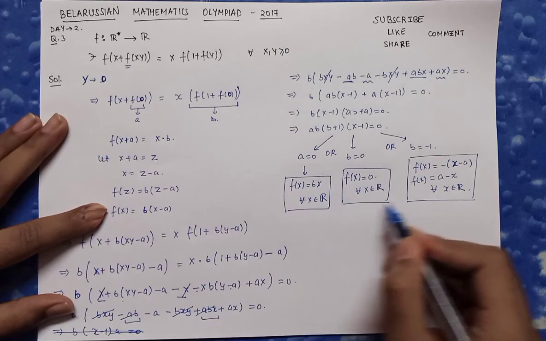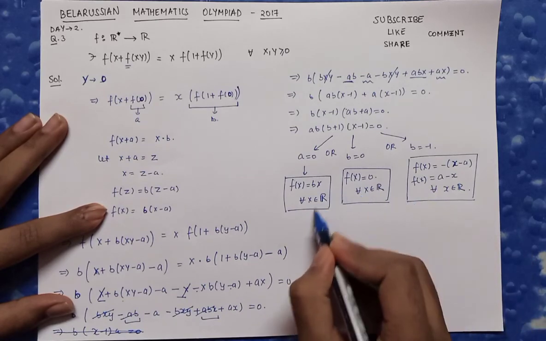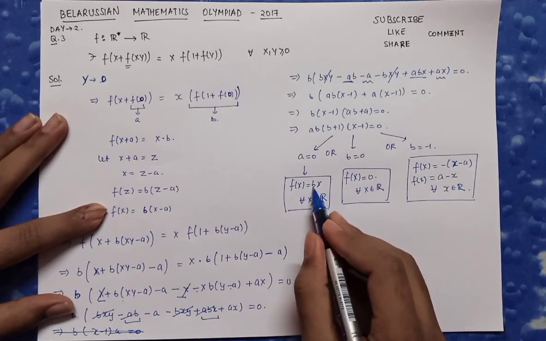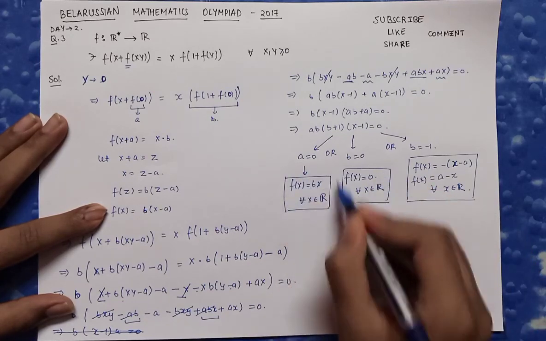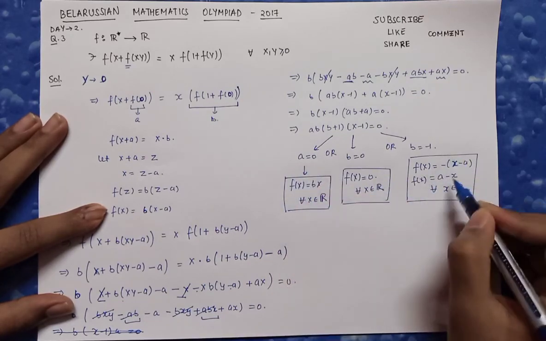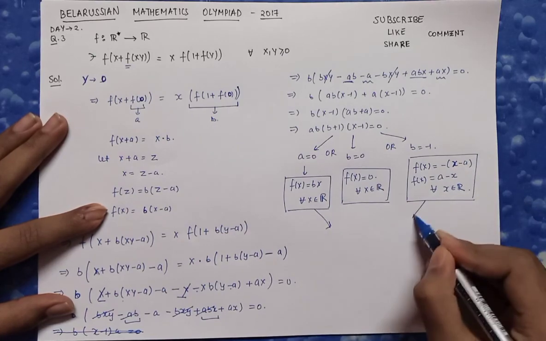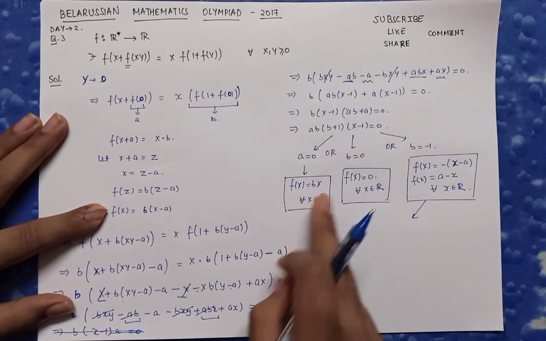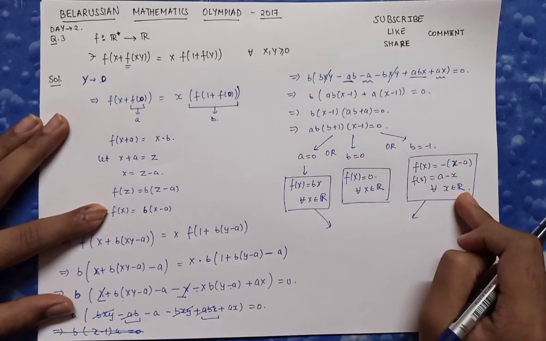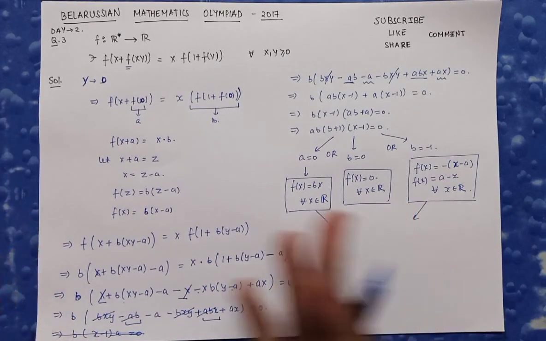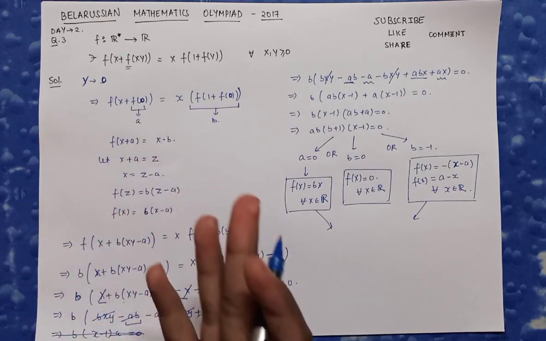So this is a special case of this function equation when b turns out to be 0. So obviously this is not another function, just a part of this family of functions, and this is another family of functions. Thus we are getting two families of functions, that is fx equals to bx for all x belongs to R, and fx equals to a minus x for all x belongs to R. So this is my solution for this Belarusian Mathematics Olympiad 2017.